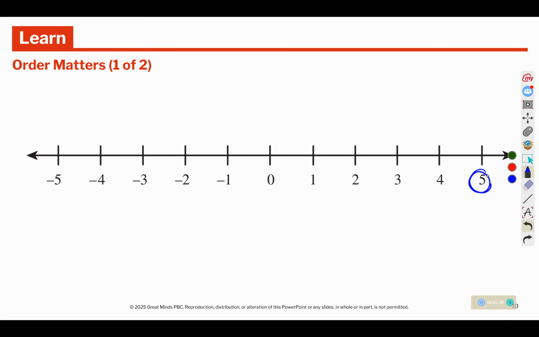Tell me what the absolute value of these numbers are as I go through, or you can say them in your head. 5, 4, 3, 2, 1. As we move to the left, as we move toward 0, starting on the right-hand side, the absolute values decrease.